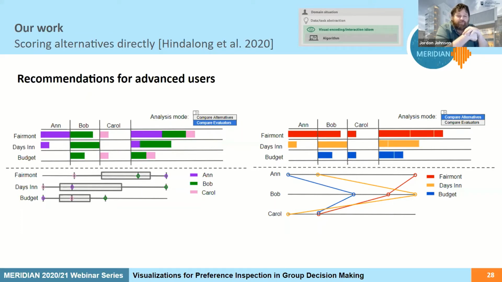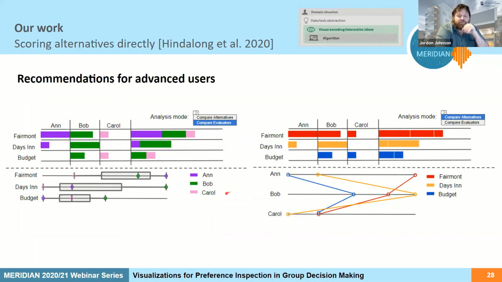Now, for more advanced users, because as I mentioned a couple of slides ago, that parallel coordinates plot did quite well at a number of things, we want to be able to leverage that power. So for more advanced users, what we recommend is 2 different comparison modes. So when we're comparing evaluators, let's go ahead and use the box plot, and it's able to give us the distribution of evaluators for a given alternative. But when we're comparing alternatives, we'll switch things up and use a parallel coordinates plot where each evaluator gets a strip all to themselves.